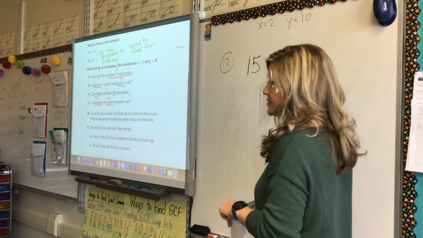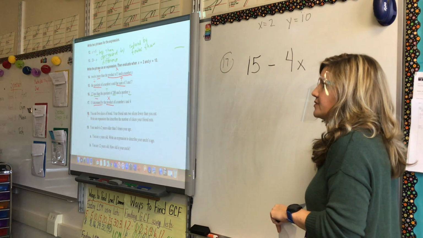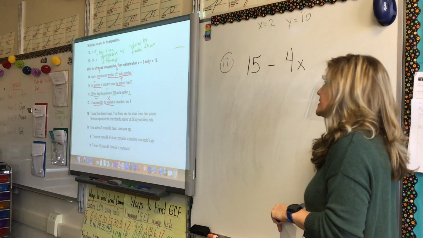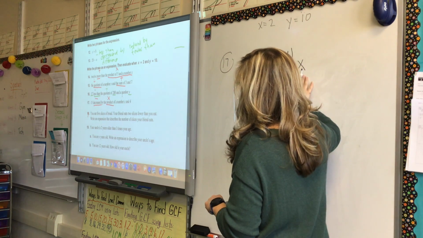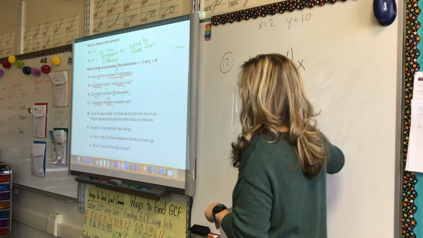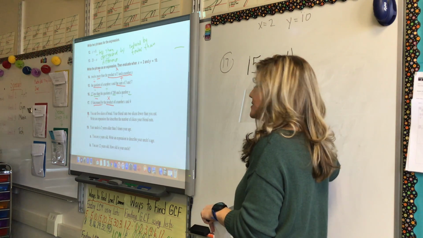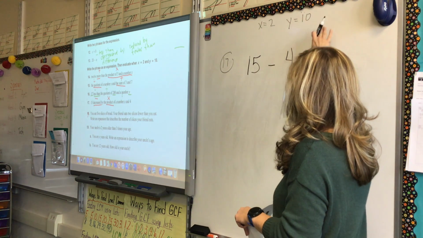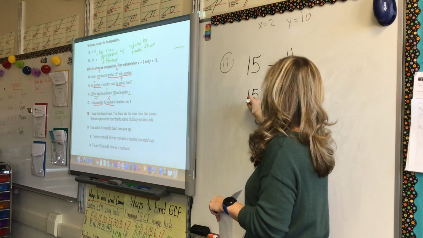If we did it the other way, you could do x times 4, but you'd have to put it in parentheses, so you do that first. Writing it as 4x might just be the better way. So 15 minus 4x. Now we can evaluate by plugging in the value of x.